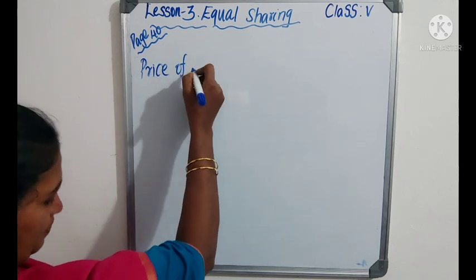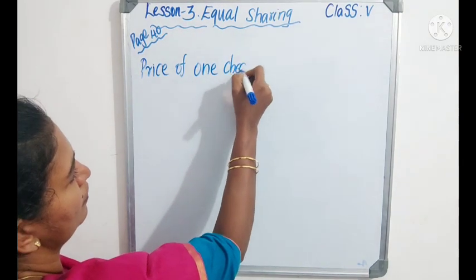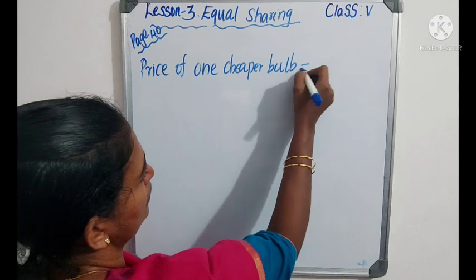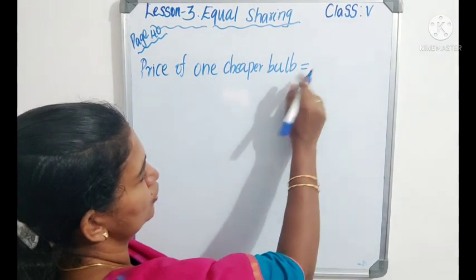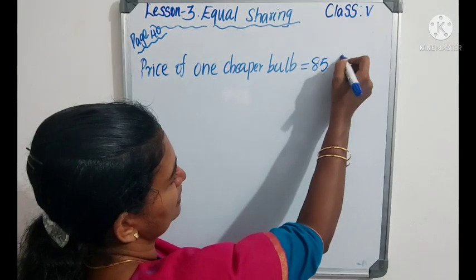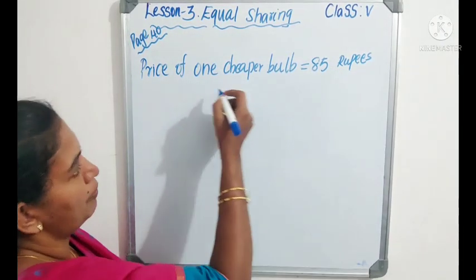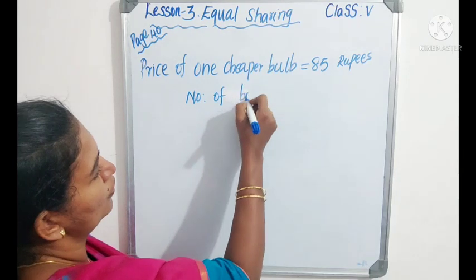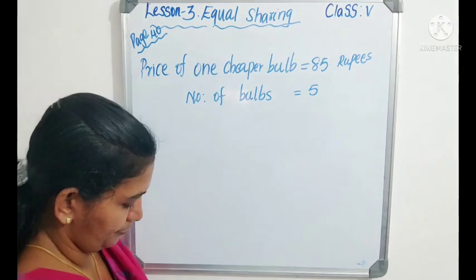Price of one cheaper bulb. So total 5 bulbs are there, but we have to write only the cost of one bulb, that is 85 rupees. Then number of bulbs equal to 5.